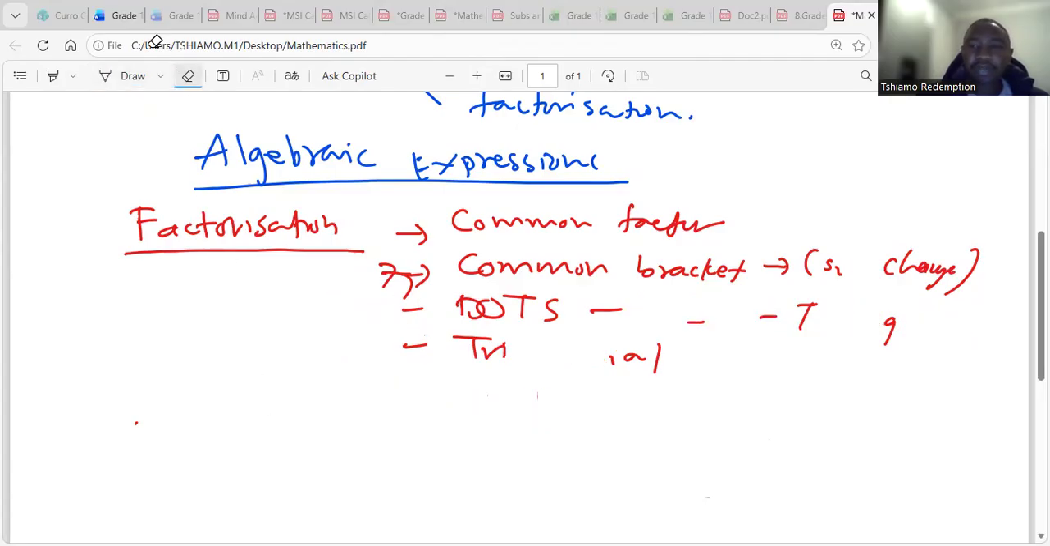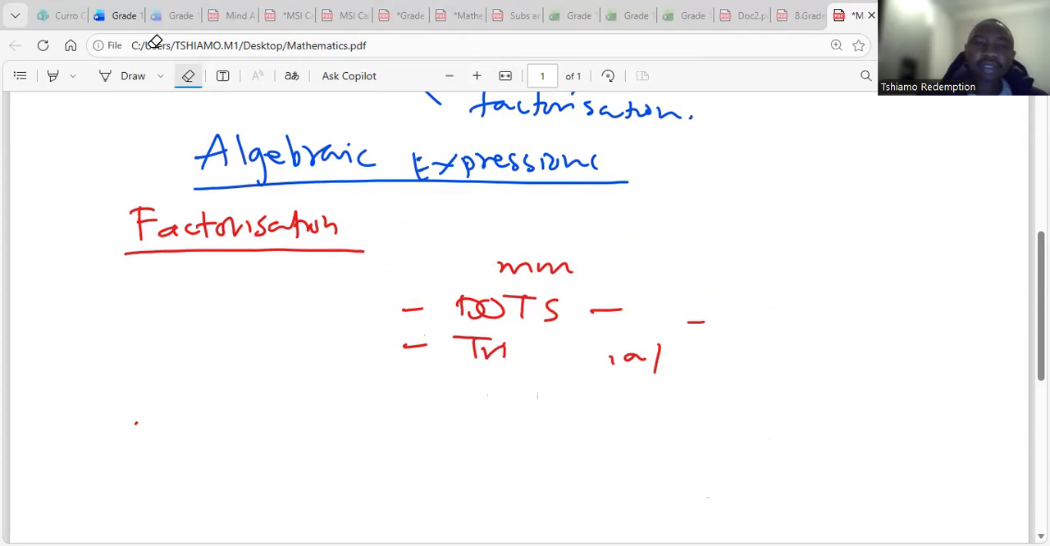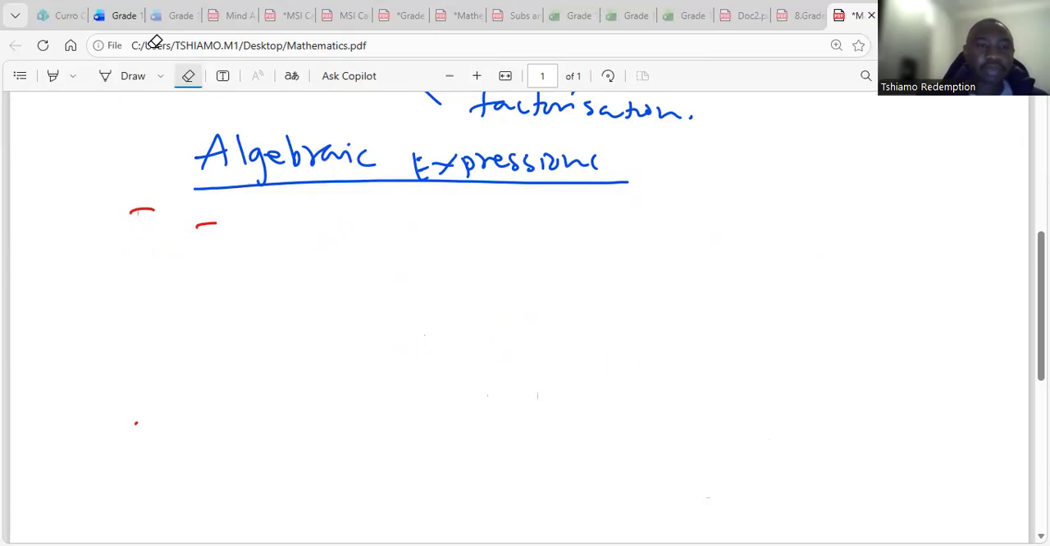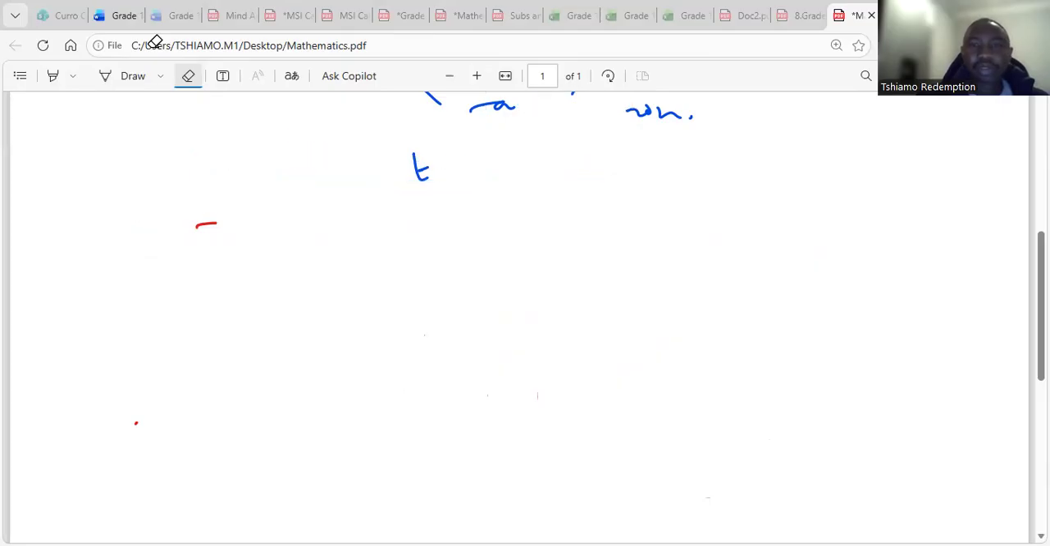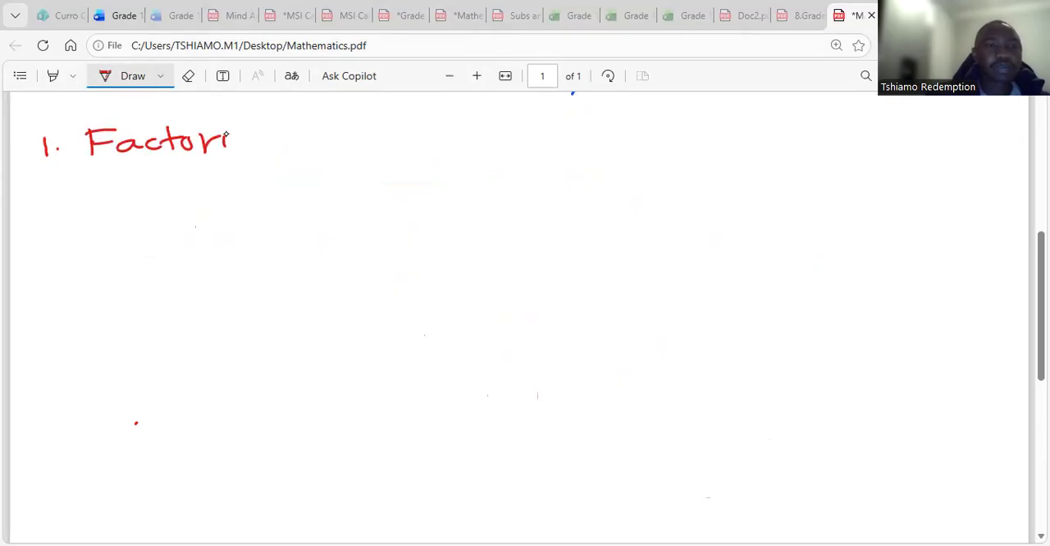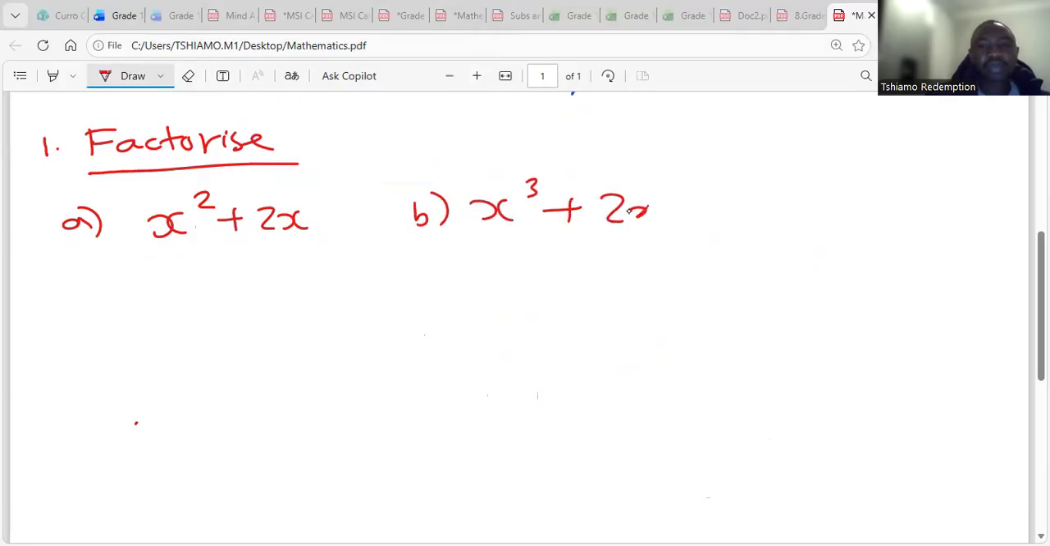The first part of factorization is identifying a common factor. So let's do a few questions there. Now, the first question, the question will just say factorize. And then you're given a question: a, x squared plus 2x.